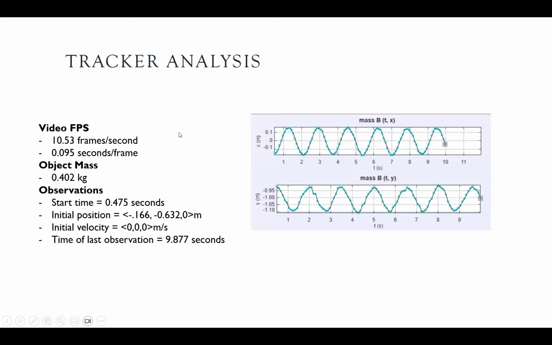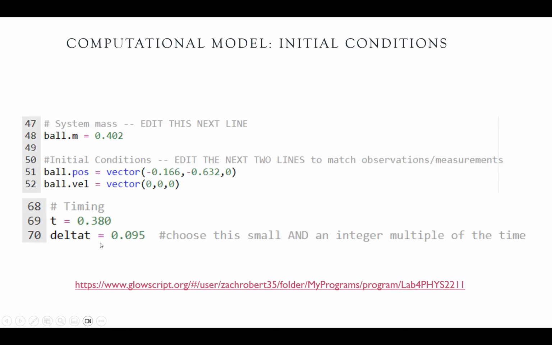The video's frame rate was 10.53 frames per second with a seconds per frame of 0.095 seconds. The object's mass was given at 0.402 kilograms, and it was observed that the start time was 0.475 seconds, and the initial position and velocity is shown here with the initial velocity being 0. The time of the last observation was 9.877 seconds. These initial conditions are then represented in the computational model with the link to the computational model shown below.